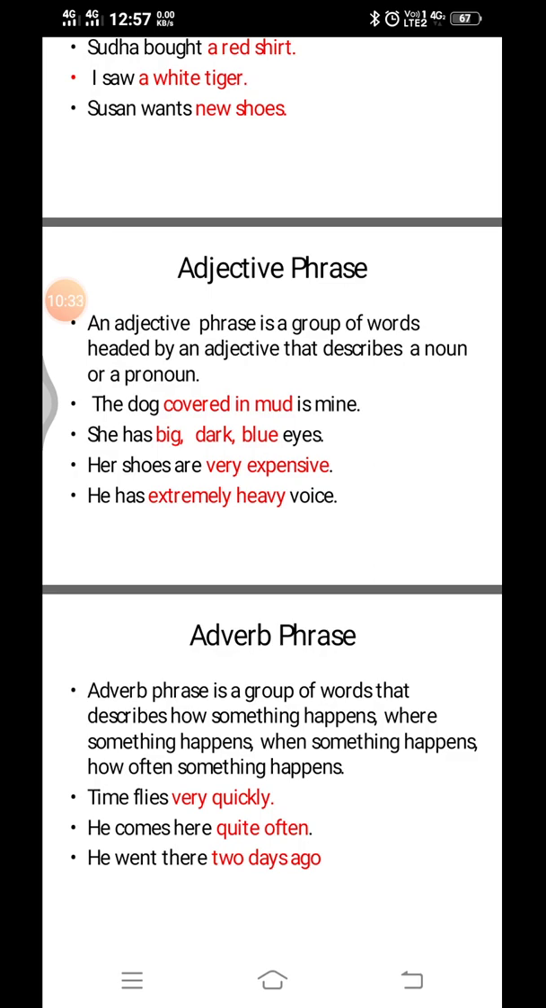So I hope students, you must have understood the difference between a clause and a phrase, and you must have understood the difference between different types of phrases.